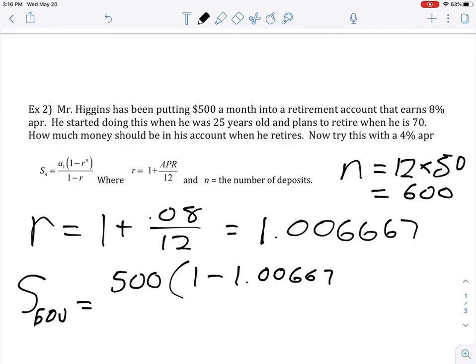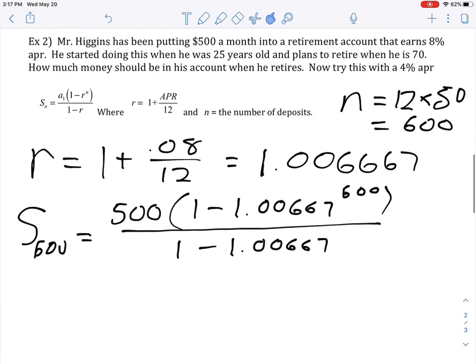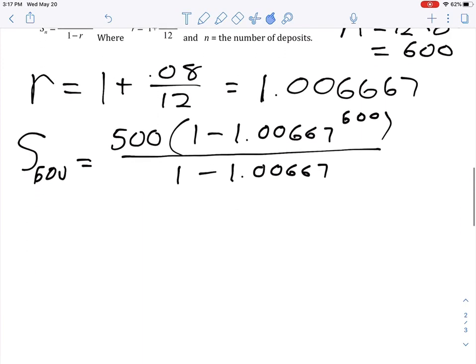Okay, and then to the N is 600. In the exponent, that's big time. All right, over 1 minus 1.00667. Okay, now you might be looking at this going, okay, that's kind of weird. We're going to get a negative over a negative, okay? And then you know a negative over negative equals a positive. Okay, let me talk about how I'm going to do this on the calculator.